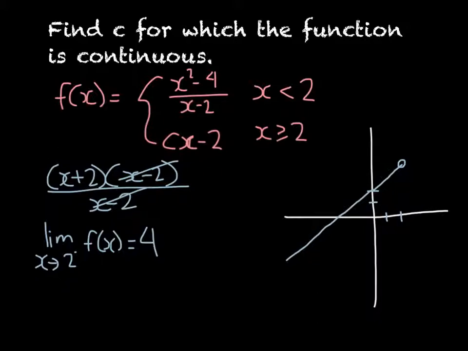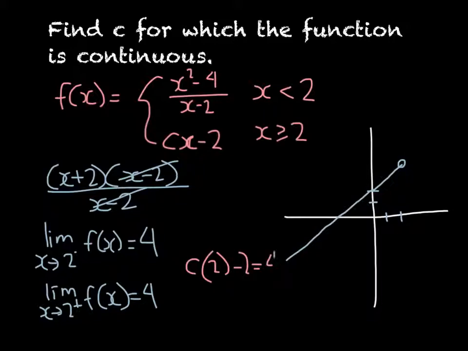Now the way to make this function continuous is we're going to have to make the limit as x approaches 2 from the right also equal 4. So the way to do that is if we plug in 2 into this expression, we're supposed to get 4. So c times 2 minus 2 equals 4, which gives 2c equals 6, or c equals 3.